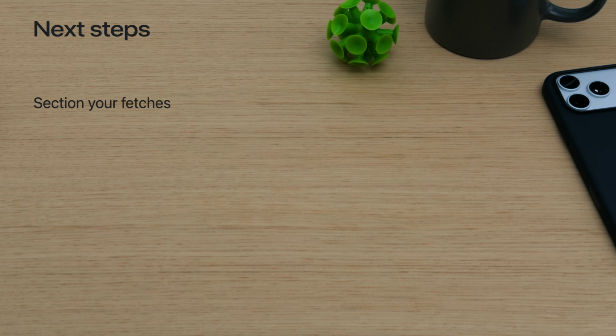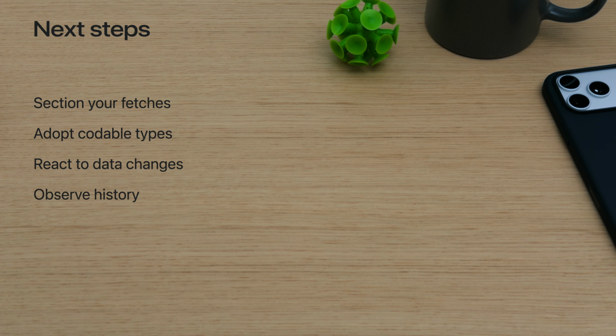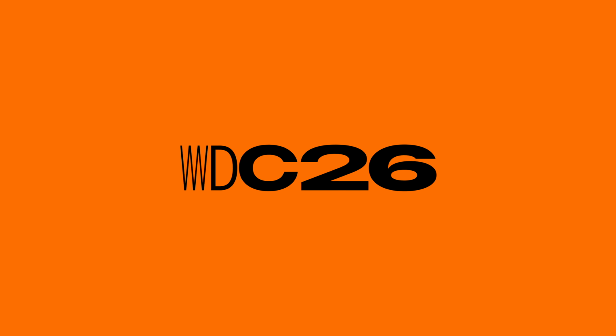I hope you're as excited as I am about the new features in SwiftData in our 2027 releases. Tailor SwiftData fetches with sections. Use Codable attributes when storing types from other frameworks. Use ResultsObserver to react to changes of query results outside of SwiftUI views. And finally, use HistoryObserver to react to changes in SwiftData's persistent history. Thanks for watching.